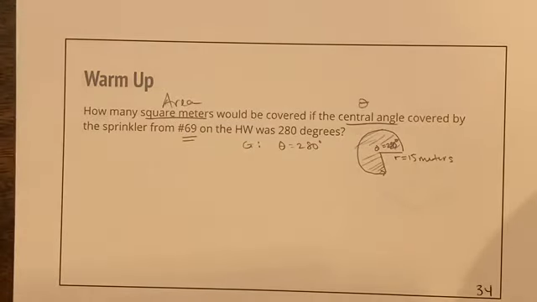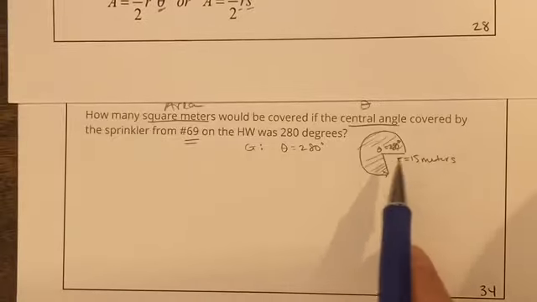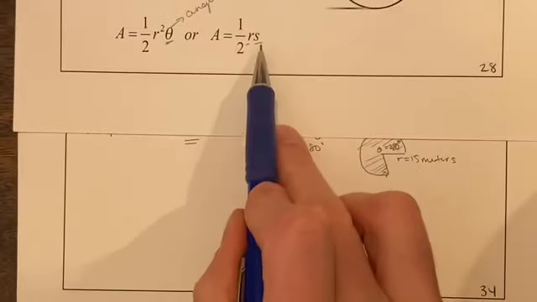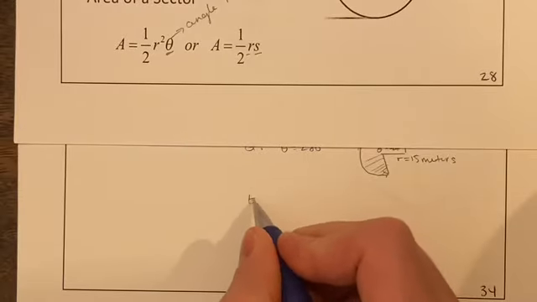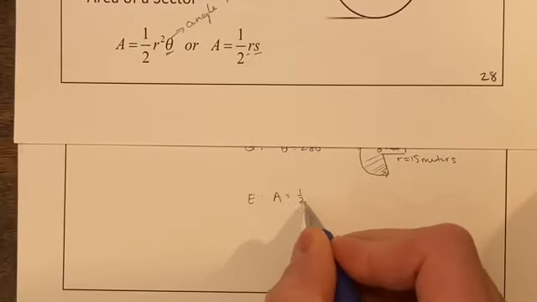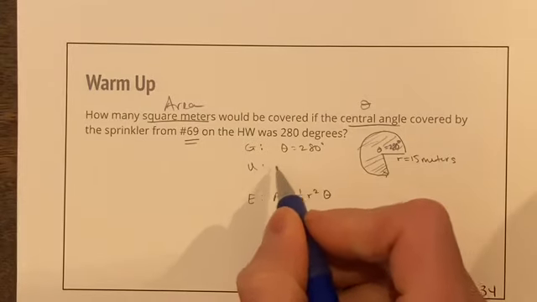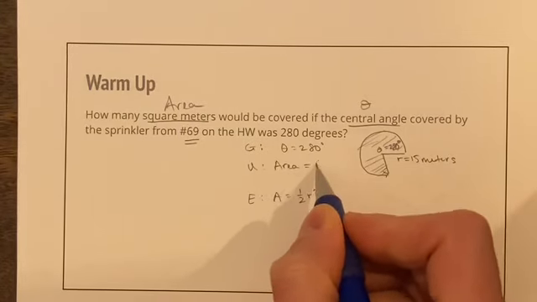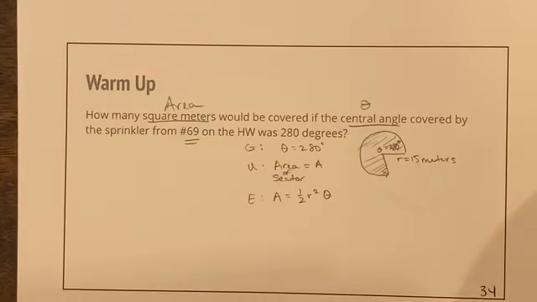So if we look at our formulas, again, we know our central angle and our radius. We don't know the arc length, so we're not going to use this formula. We're going to use this one. So for our equation step, area is equal to 1/2 r squared theta. Our unknown step here is our area. We could say area of sector, or you could say area of the sprinkler, or the water that's covered by the sprinkler.